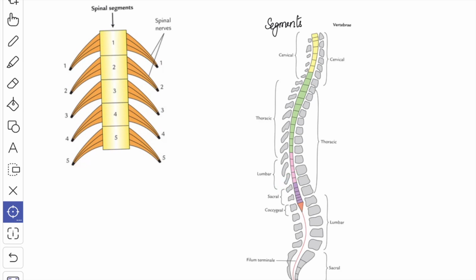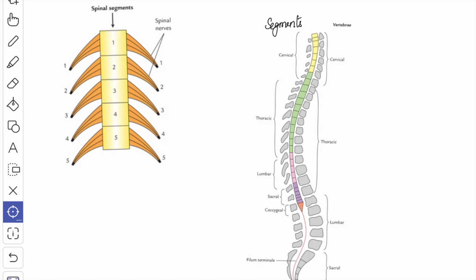The spinal segments as a rule always lie above their numerically corresponding vertebral spines. In the lower part of the spinal cord, they lie well above the corresponding vertebrae. For example, the lumbar segments are related to the thoracic vertebrae.